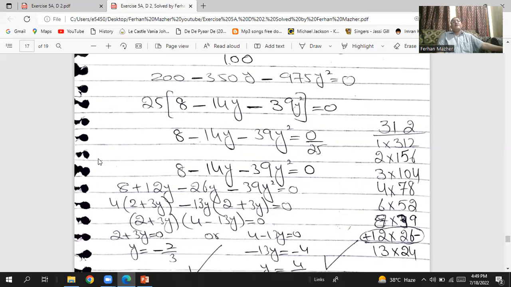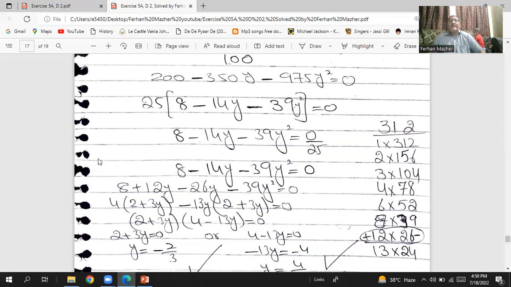Because you want minus 14, with the larger number I will put the negative sign, and with the smaller number I will put the positive sign. So you will have 8 plus 12y minus 26y minus 39y square equals to 0. From the first two terms, you can see 4 is common, so in the bracket you will have 2 plus 3y. And in the last two terms, minus 13y is common, so in the bracket you will have 2 plus 3y equals to 0.